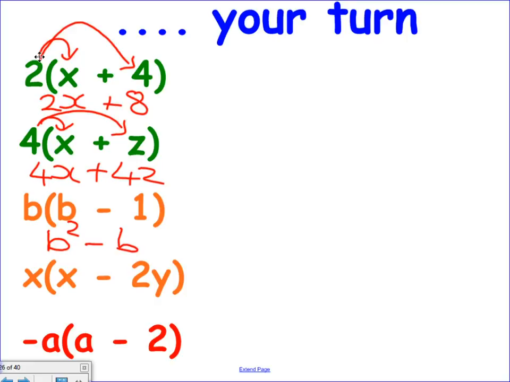I've got x brackets x minus 2y. What's the first thing I'm going to do? x times x is x squared. Good. My sign is minus. And then what's the next thing I'm going to do? 2yx, 2xy. I like that better because x comes before y. So it's 2xy. Brilliant. Anybody try the red one?